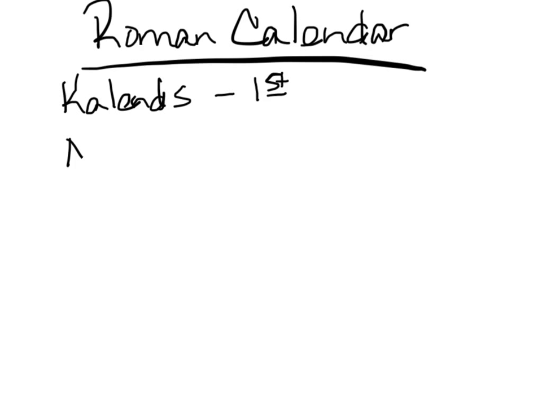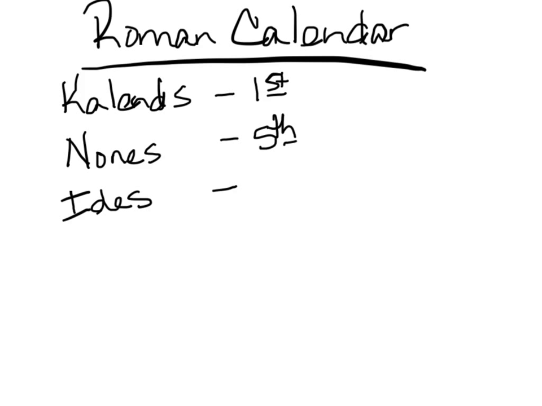Okay, the next term you need to know is the nones. The nones are usually the 5th of the month. And then we get the ides. And the ides are usually the 13th of the month. So, for example, in the month of January, the calends of January would be January 1st. The nones of January would be January 5th. And the ides of January would be January 13th. So these are the 3 basic important days in a Roman month: the calends, the nones, and the ides.